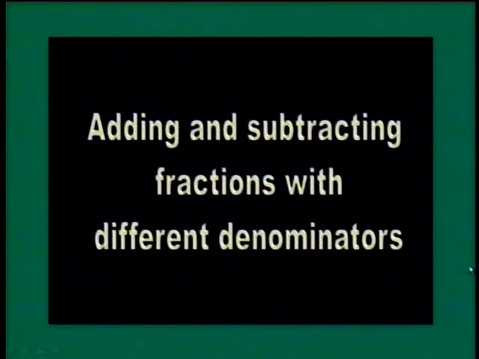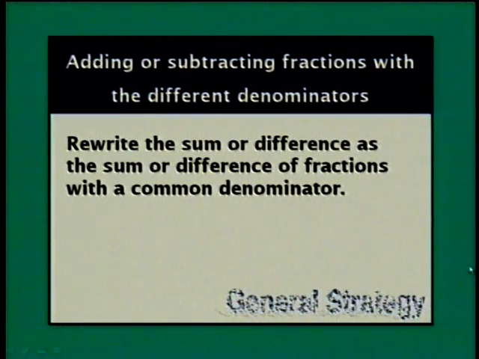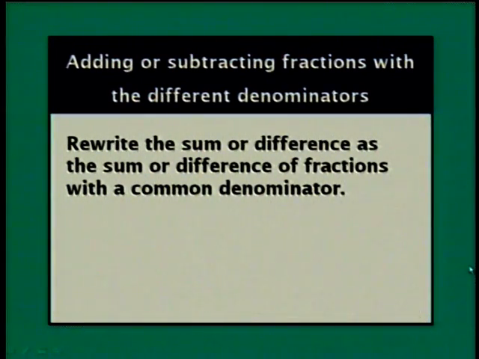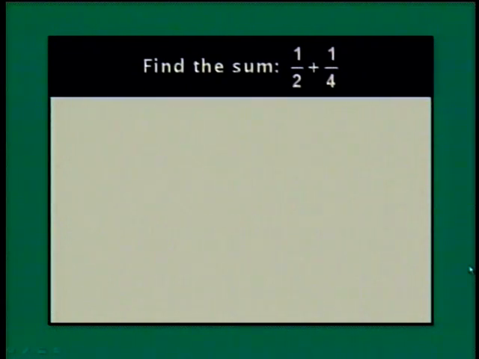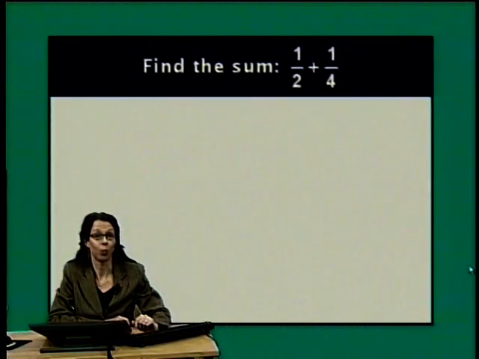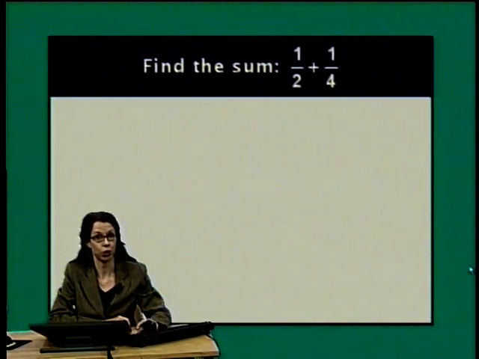So now let's look at the problem of adding and subtracting fractions with different denominators. So the general strategy will be to rewrite the sum or difference as the sum or difference of fractions with a common denominator, because that fraction arithmetic is very easy. Now we're going to start with a very simple example here, 1/2 plus 1/4. You probably know the answer already, but I wanted to get to the underlying concepts here with some pictures.